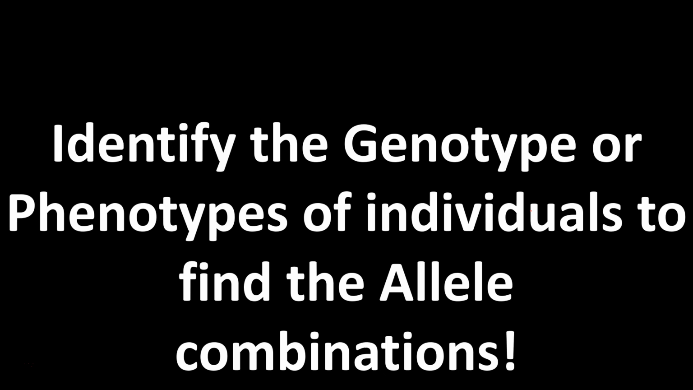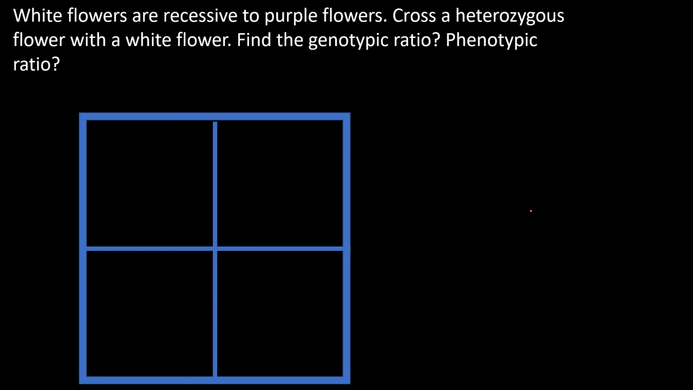Okay. Now let's go into some word problems. Identify the genotype or phenotypes of individuals to find the allele combinations. So I'm not going to tell you what their allele combinations are. You have to read this on your own. For example, white flowers are recessive to purple. Cross a heterozygous flower with a white flower. Find the genotypic ratio, find the phenotypic ratio. Well, I'm not telling you what letters to use, but I am giving you guys helpful information.